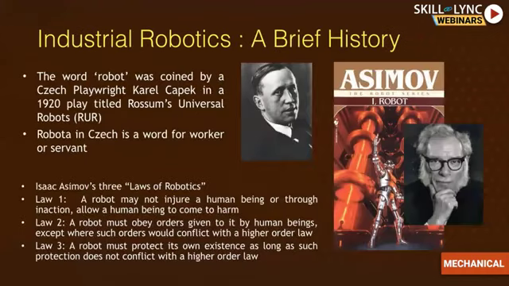Now we are going to the history. So let's start from who coined the term robot. The word robot was coined by playwright Karl Capek. He did a play called Rossum's Universal Robots. In this play, the word robot was used for the first time. The meaning of the word robot is worker or servant or forced labor.